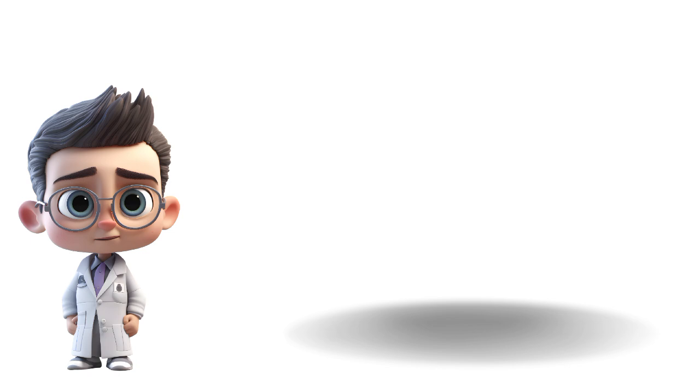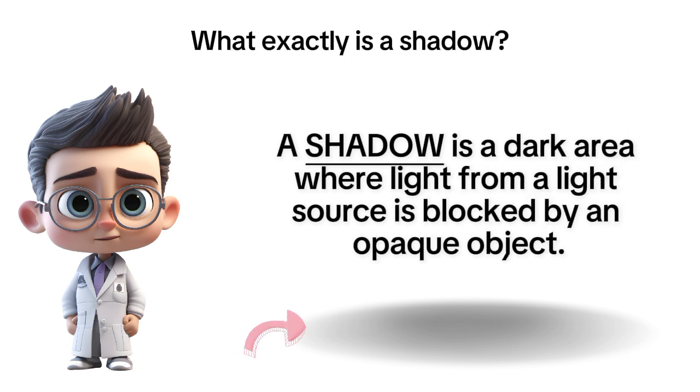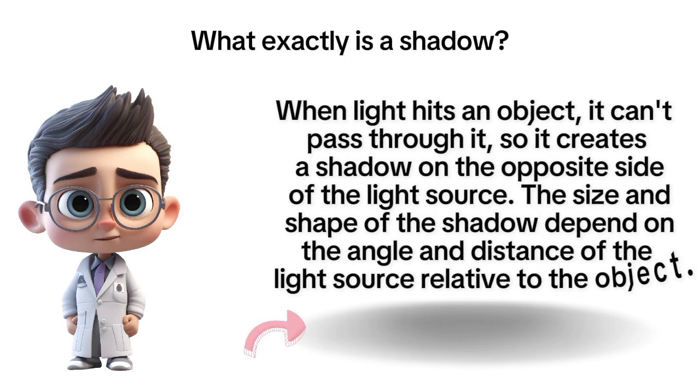Before we get to know why shadows' length changes, let's start with the basics. What exactly is a shadow? A shadow is a dark area where light from a light source is blocked by an opaque object. When light hits an object, it can't pass through it, so it creates a shadow on the opposite side of the light source. The size and the shape of the shadow depend on the angle and distance of the light source relative to the object.